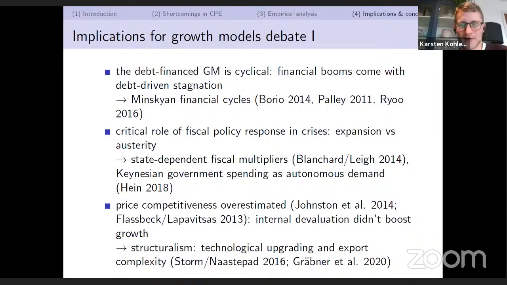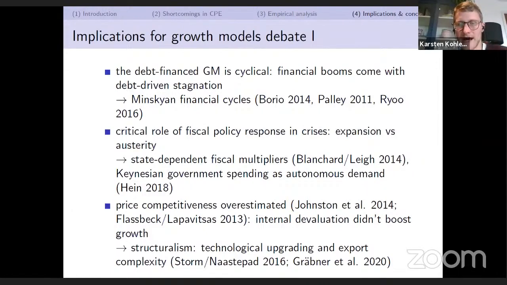Okay, so a couple of takeaways from this analysis for the growth models debate. First, we want to hammer the point that the debt-financed growth model is cyclical. Financial booms come with debt-driven stagnation, and we try to bring in the idea of Minsky and financial cycles into the growth models literature, which we feel hasn't received so much attention before. Secondly, we also highlight the critical role of the fiscal policy response to the global financial crisis, and that it made a big difference whether countries engaged in expansion or austerity. And we link this to the Keynesian idea of state-dependent fiscal multipliers.